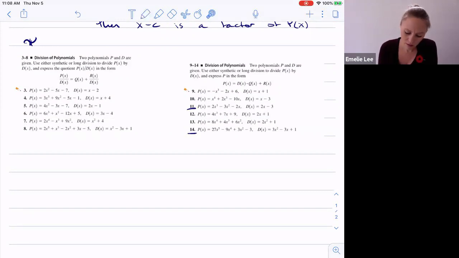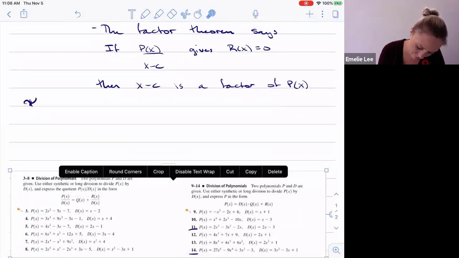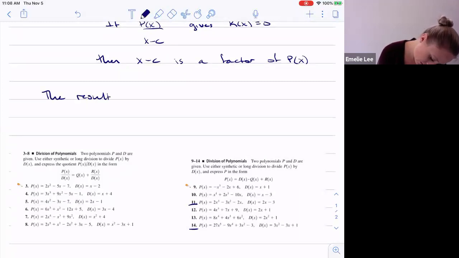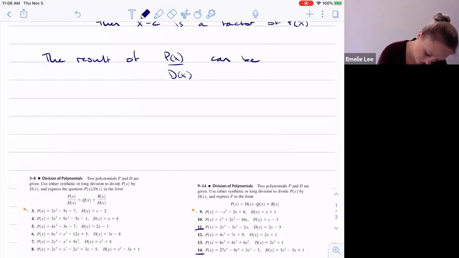We also talked about last day that we can represent the answer in 2 different ways. They're equivalent, so they're the same. It's just a matter of whether we've multiplied both sides by d of x. Maybe I should put that in before we finish our review. The result of p of x divided by d of x can be written in two equivalent ways.